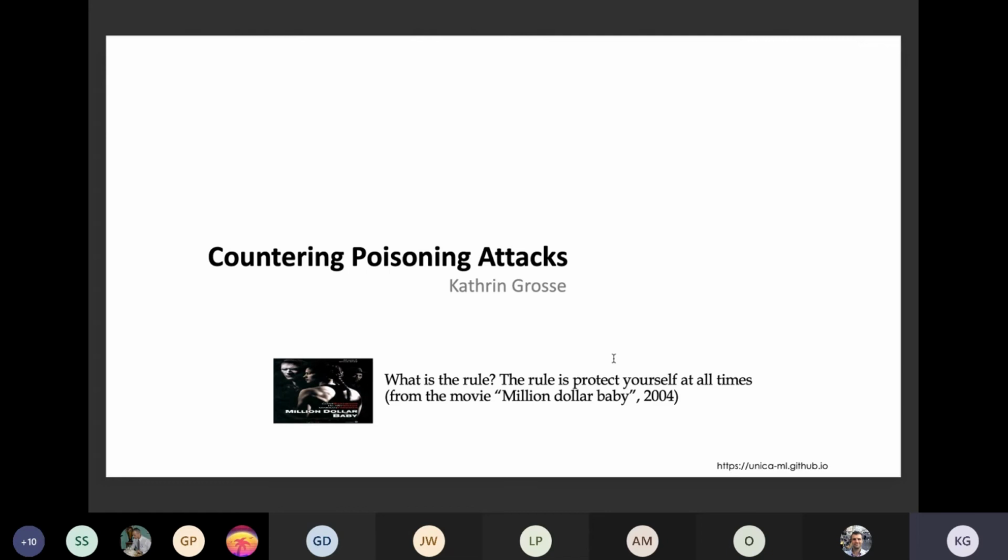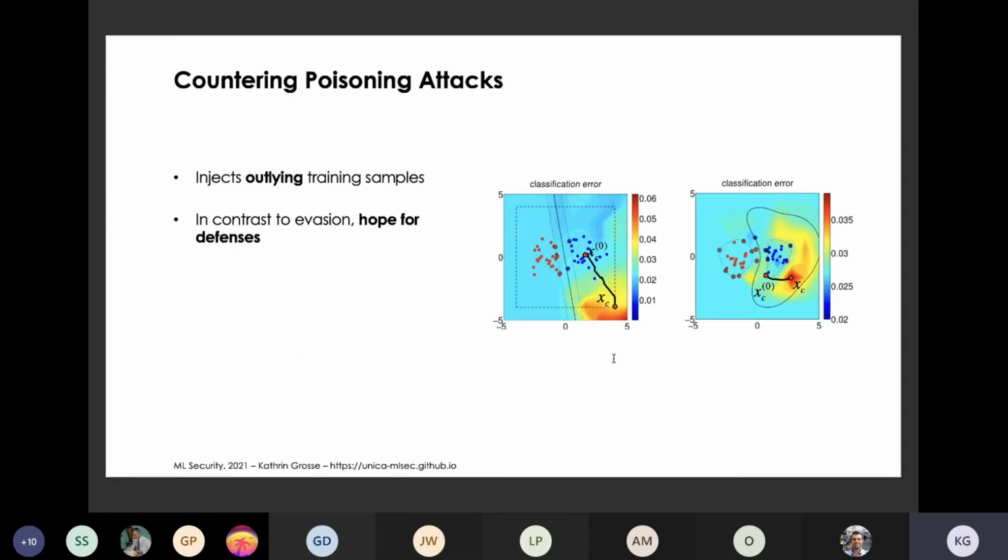So as I just said, we're going to talk about countering poisoning attacks. You've just learned what poisoning attacks are. So the natural question is, okay, how can we defend against or mitigate them?